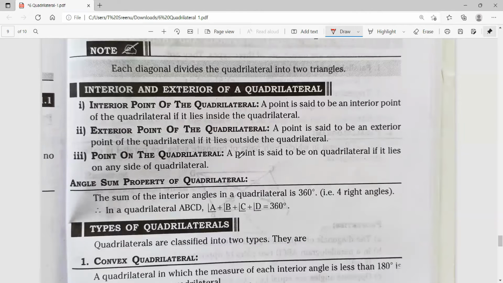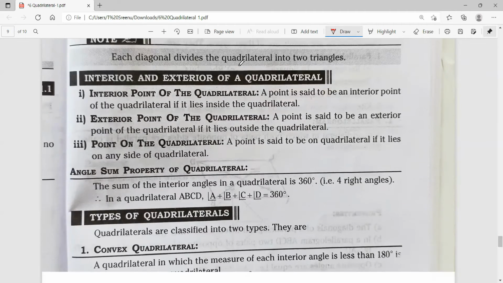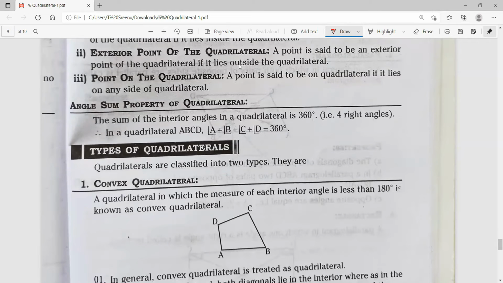Next, interior point and exterior point of the quadrilateral. Interior means the point lies inside, exterior means it lies outside, and a point on the quadrilateral lies exactly on the sides. Angle sum property: in a triangle we have 180 degrees, in a quadrilateral we have 360 degrees. There are 4 angles, or else you can say 4 right angles.